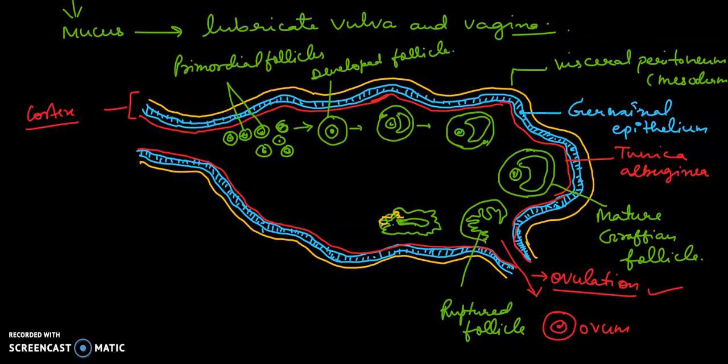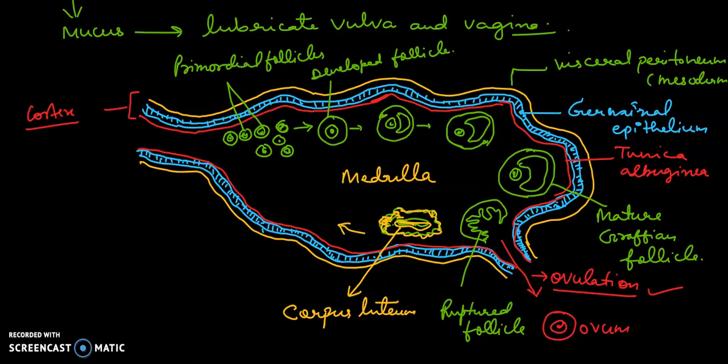Better to make it with a yellow color. This yellowish tissue turns into a structure called the corpus luteum. As I told you, this is the medulla portion, the central innermost region. Finally this corpus luteum becomes mature and grows into another structure, the mature corpus luteum, and then finally it starts degenerating.